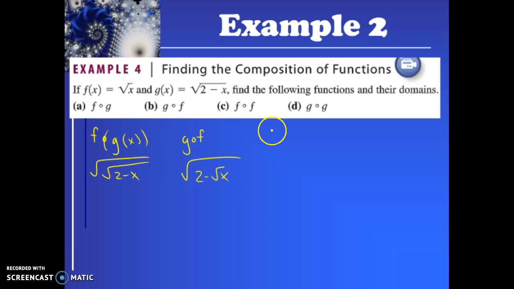We can actually plug f into f, so we're going to plug the square root of x into the square root of x. And then we're going to plug the g into the g, square root of 2 minus square root of 2 minus x.